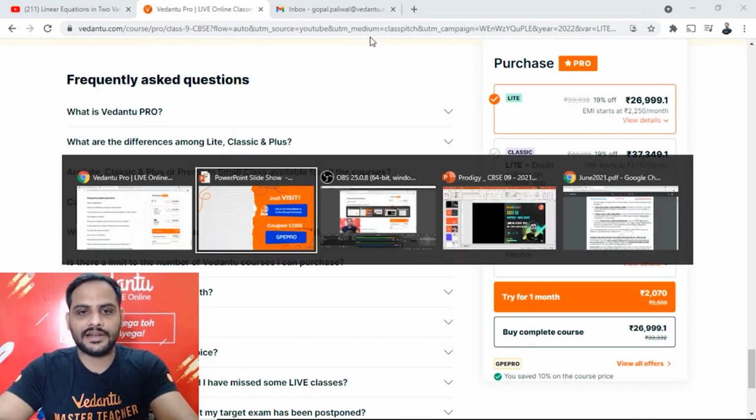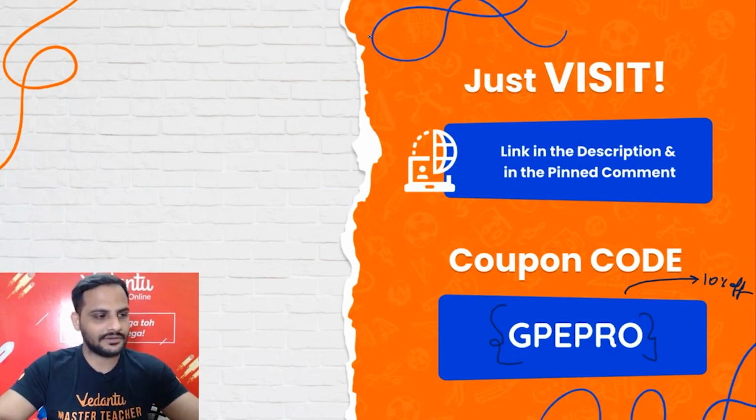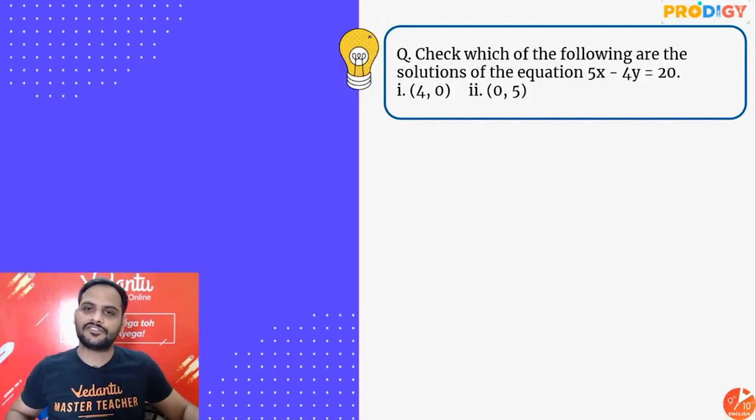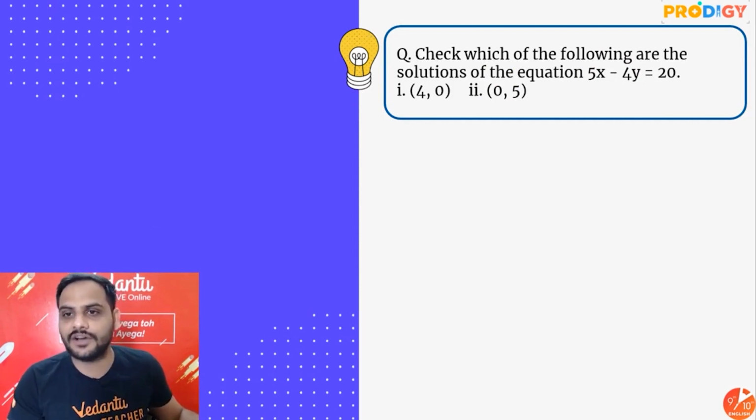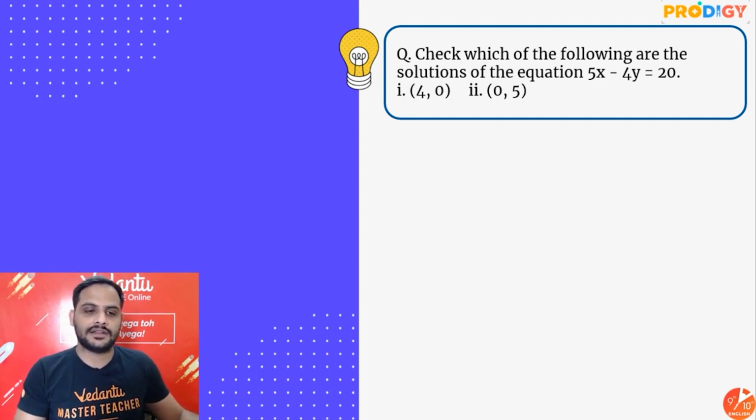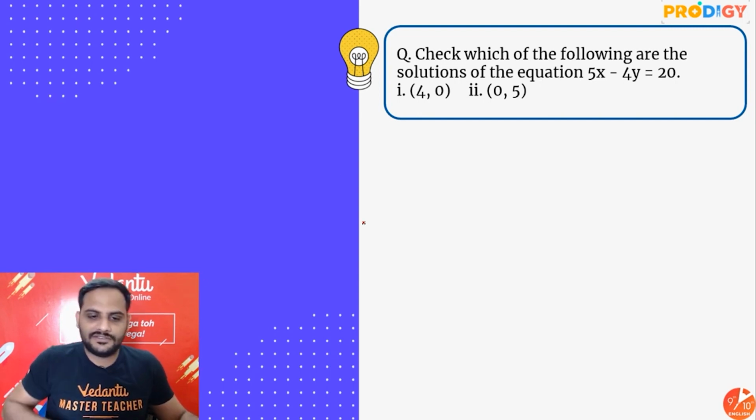Okay, let's go for the question solving. Let us start with question solving. The first question coming your way is: check which of the following are solutions of the equation 5x minus 4y equals 20. What are the solutions? I need to check (4, 0) and (0, 5). So let us check.